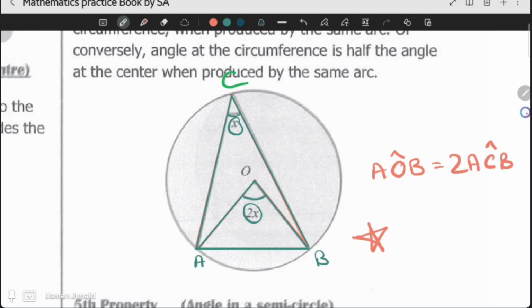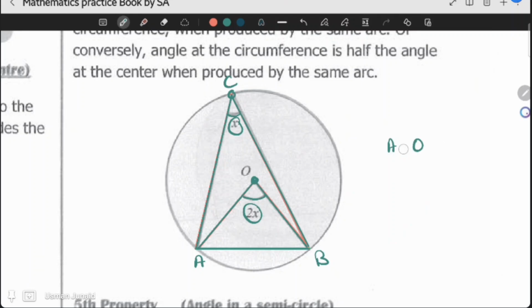Sir, could you repeat this again? Look, if I drew two to four lines from AB, a pair is going to the center and a pair is going to the circumference. So AOB at the center, and at the circumference ACB is in the relation of twice. So AOB is twice that of ACB.